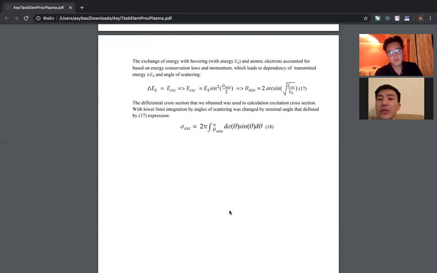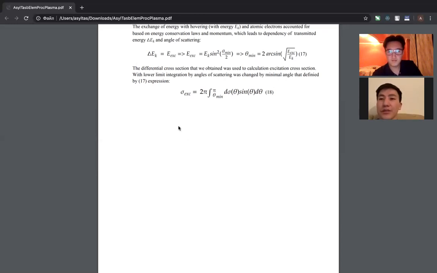So the lower limit of integration by angles of scattering was changed by the minimal angle that is defined by the 17th formula expression, that goes to this formula in 18.